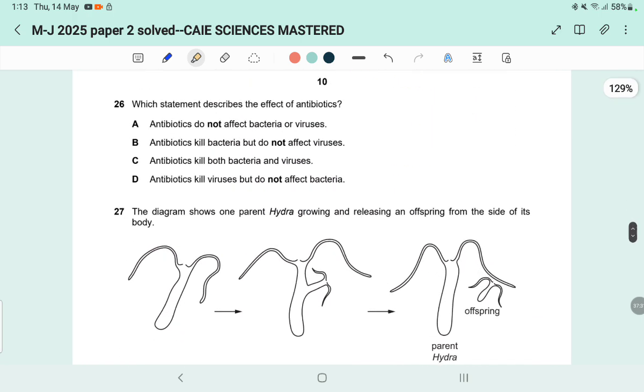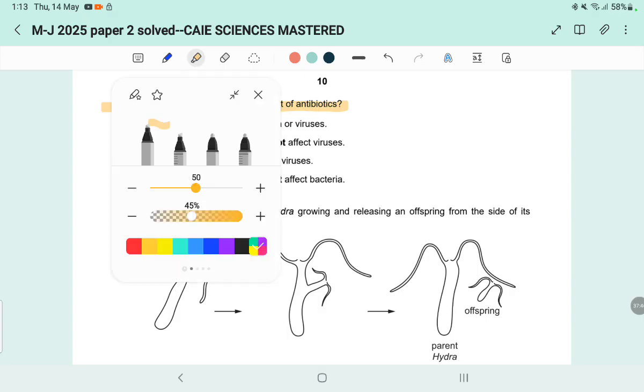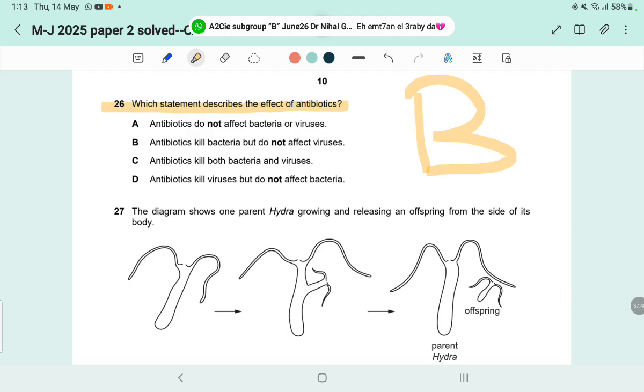26. He's saying, which statement describes the effect of antibiotics? So the answer is B. You will tell me how it is B. Basically, he's saying antibiotics kill bacteria but do not affect viruses. Of course, antibiotics cannot affect viruses. It's information you need to understand, not an option to leave understood. So antibiotics kill bacteria, but viruses are protected against by vaccination programs.